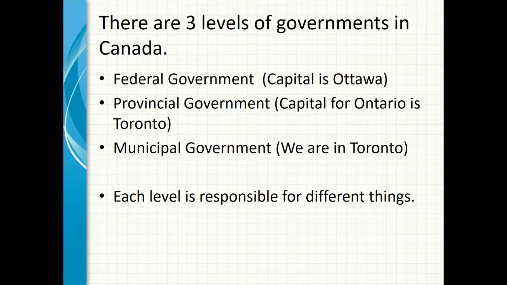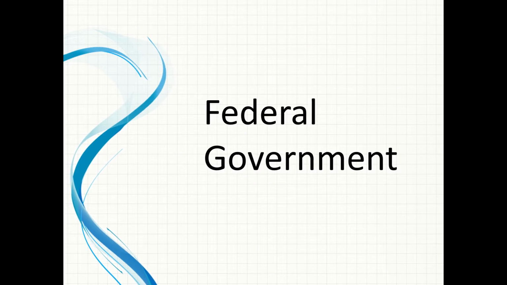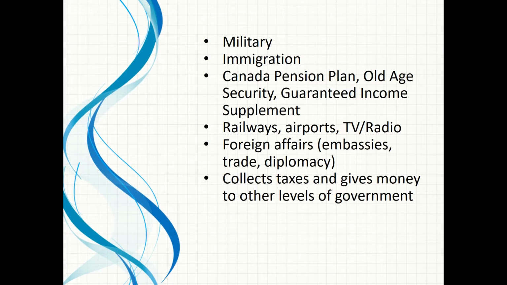And each level of these governments is responsible for different things based on the Constitution that was originally signed in 1867. It sort of set up the division of responsibilities for each level of government. So let's look at some of the responsibilities. We'll start with the federal government, which is for all of Canada. Basically, these are the primary responsibilities of the federal government.